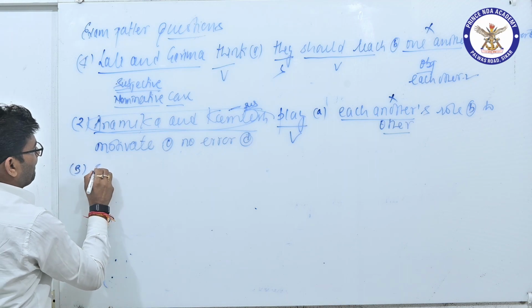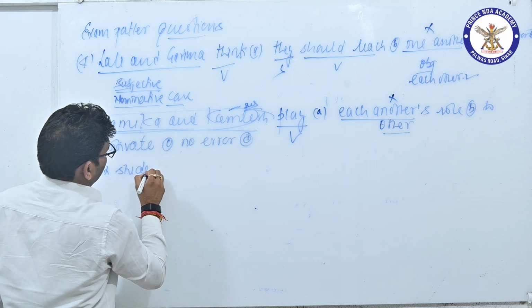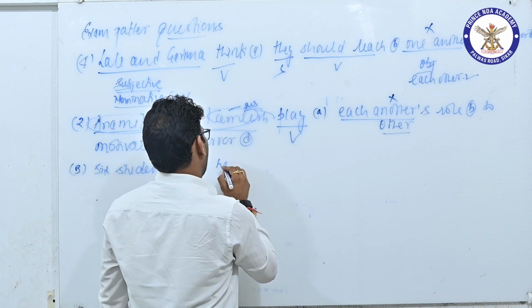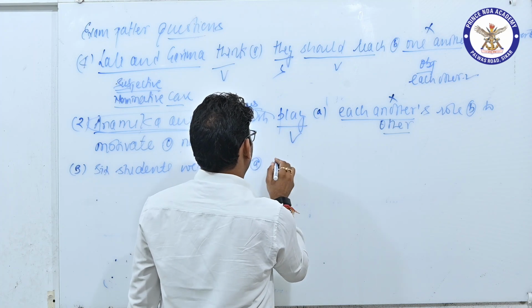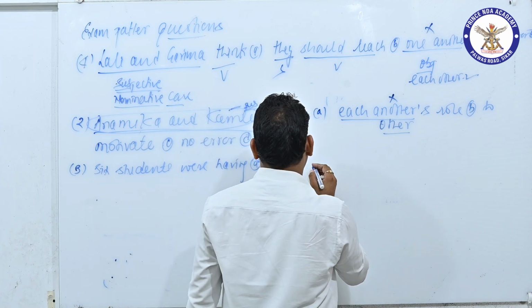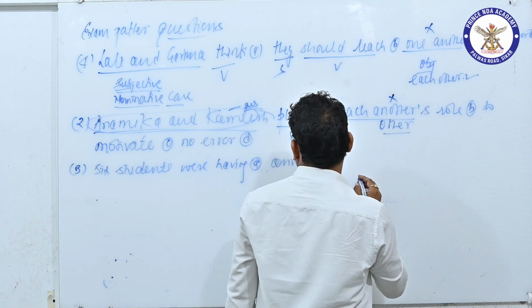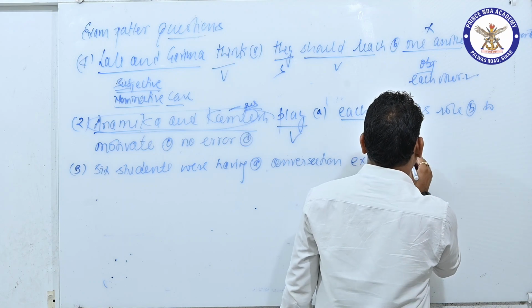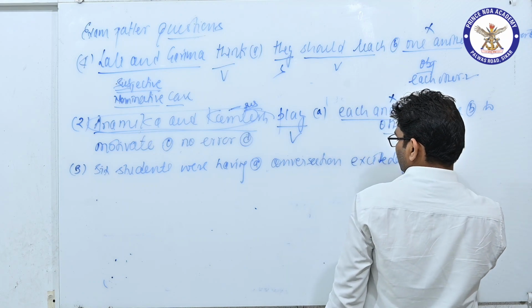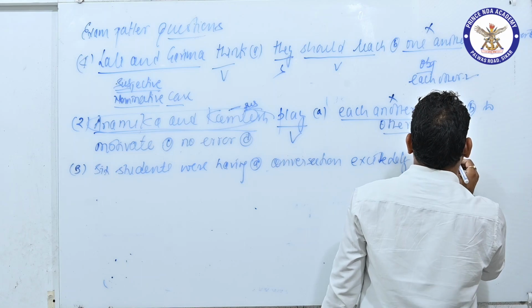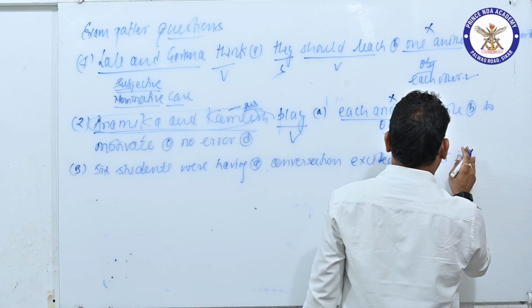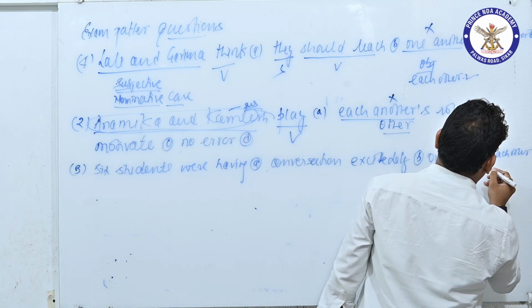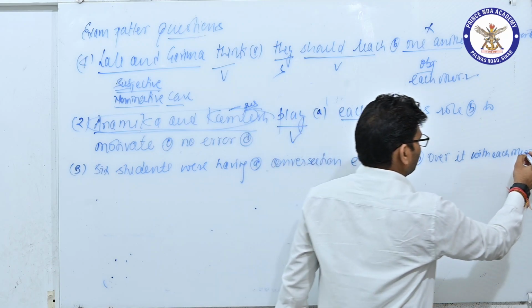Third sentence. 6 students were having conversation excitedly over it with each other. C option.